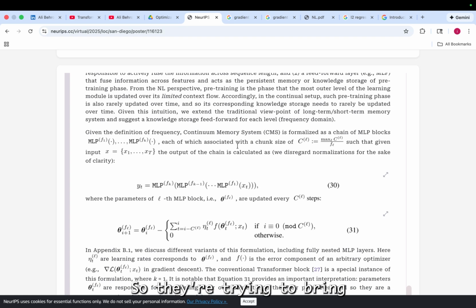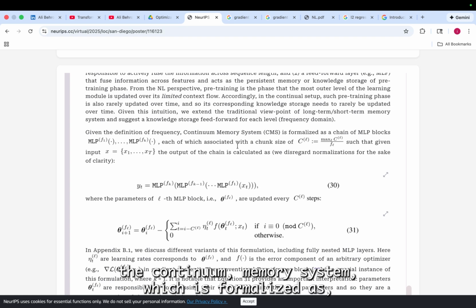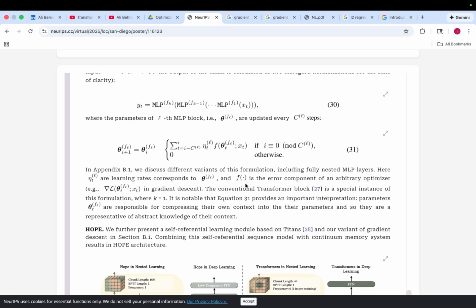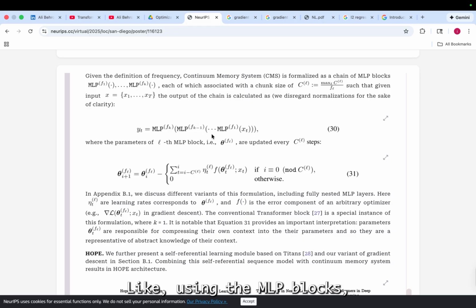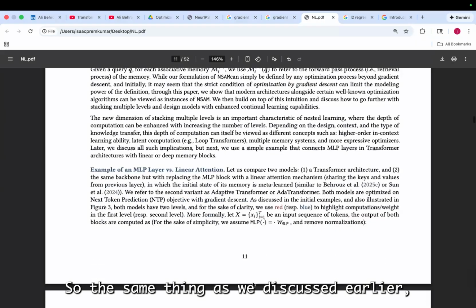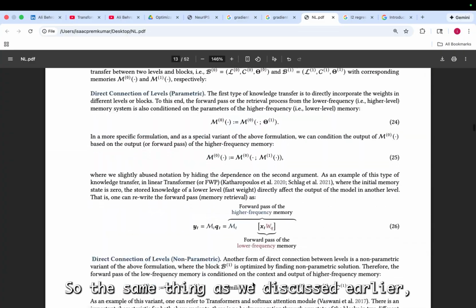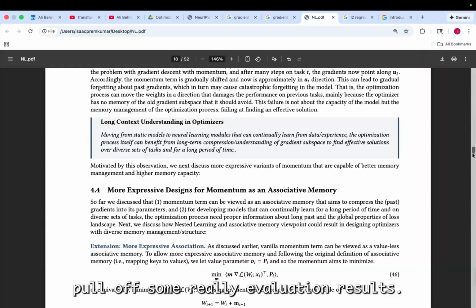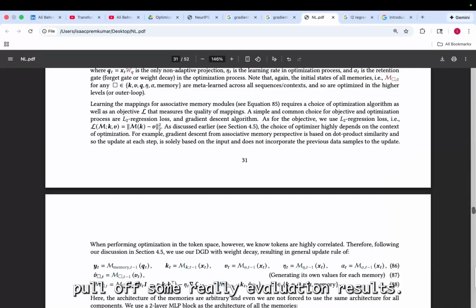So they're trying to bring in the continuum memory system, which is formalized as so and so, and how they are using the MLP blocks. This is the same thing as we discussed earlier, and somehow they were able to pull off some really good results.